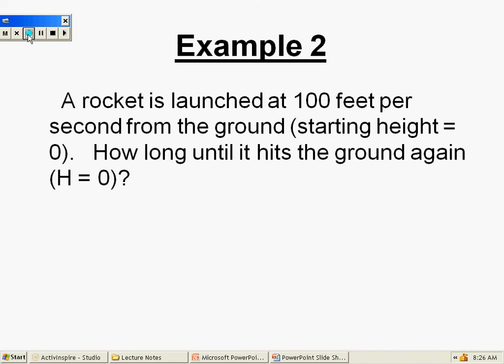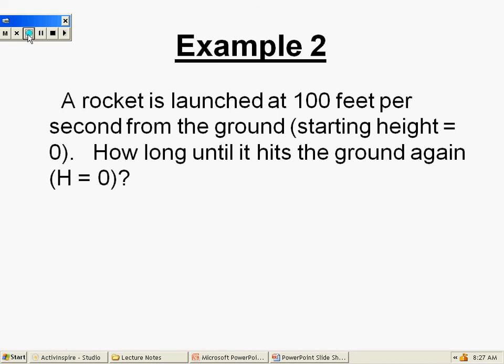So here we go. A rocket is launched at 100 feet per second from the ground, meaning the starting height is 0. Now, that's the first for us. Every time we've been doing things, our starting height has been somewhere off the ground, like when we throw a ball, we let go of it 4 feet off the ground. But this time the starting height that's coming off the ground is 0. And we're also looking at how long until it lands on the ground. So the starting height is 0. What's the ending height? 0. So we're plugging in 0 for the starting height and the final height. Okay, so that's a little bit different.